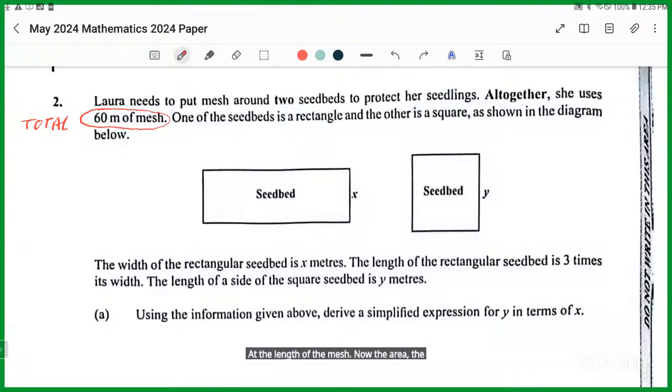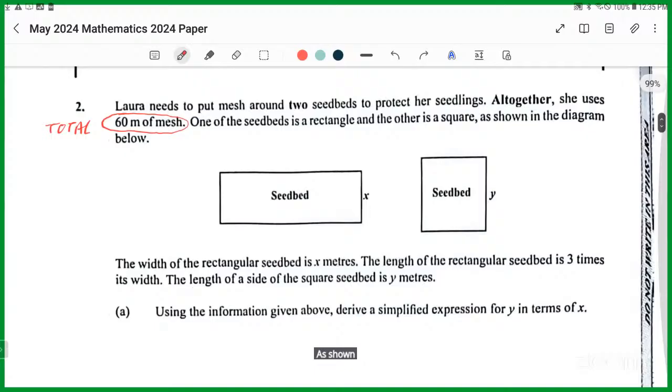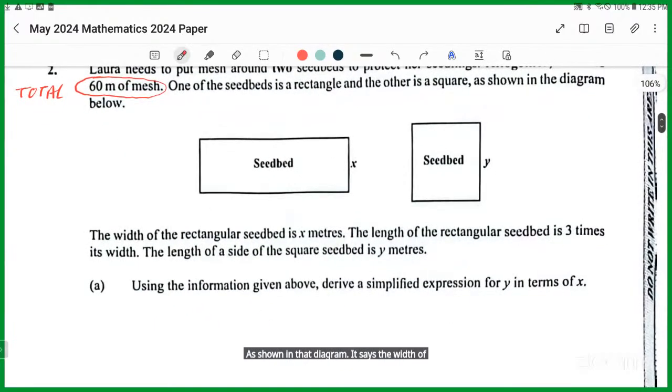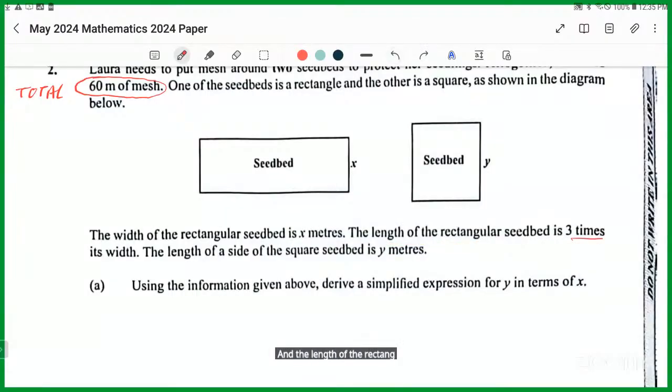It's 60 meters. It says one of the seedbeds is rectangular. This is the rectangular one. And the other one is a square. That is the square one, as shown in the diagram. It says the width of the rectangular bed is X. See here? The width of the rectangular bed is X. And the length of the rectangular bed is 3 times the width. That is 3X. So the length here is 3X.